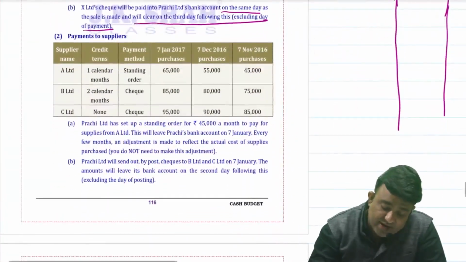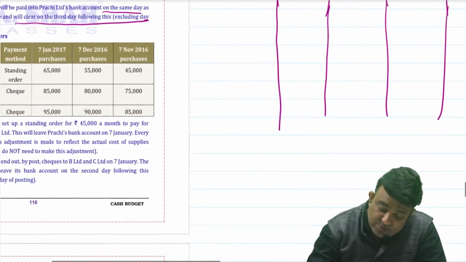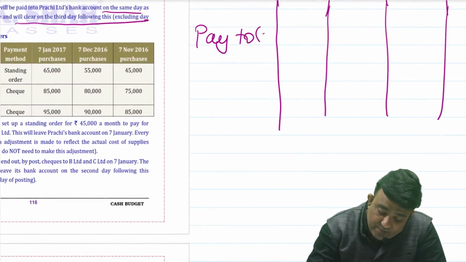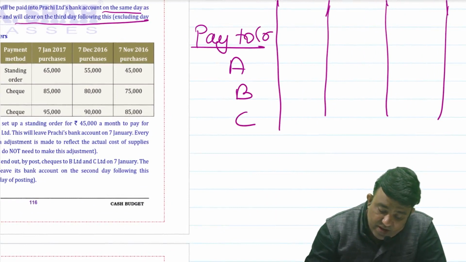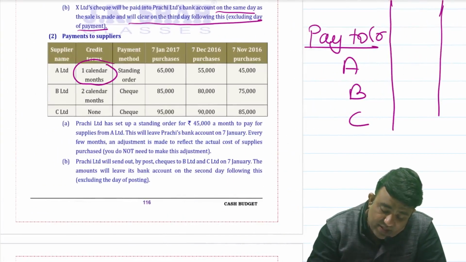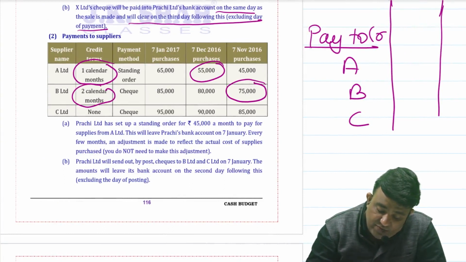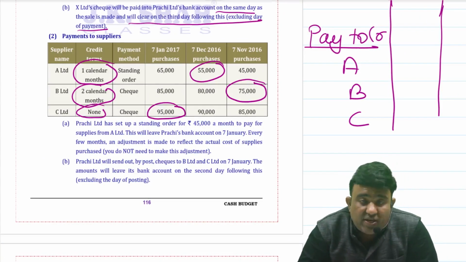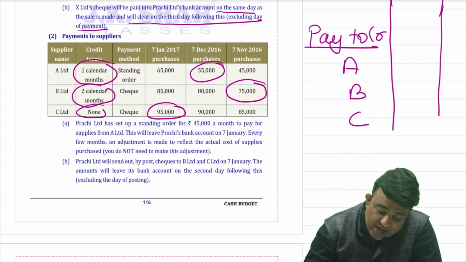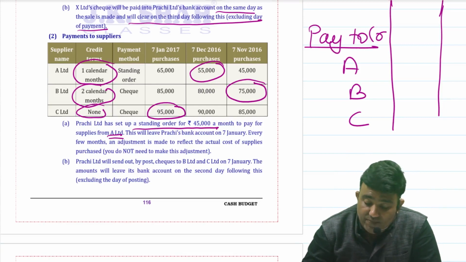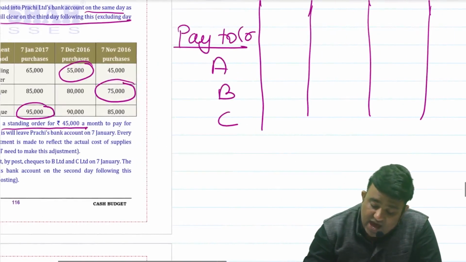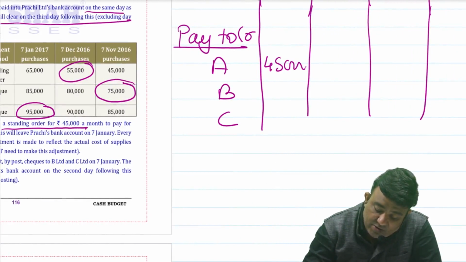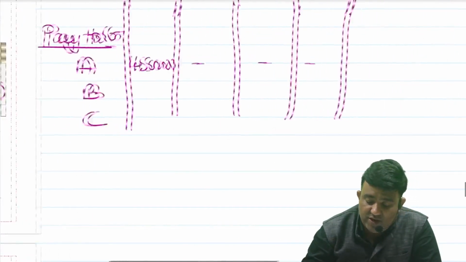Same way, students, A, B and C are the payments to suppliers. So in your cash budget, I will do payment to creditors. There are 3 creditors A, B, C. This is 1 calendar month, so I will be targeting December for January. 2, I will be targeting November for January, and none, meaning I will be targeting January for January. So these are the 3 payments which I am concerned with. Now, as far as A is concerned, there is a standing order of 45,000. Means, irrespective of purchase, I have instructed my bank to pay 45,000 in the month of January. Clear everyone?